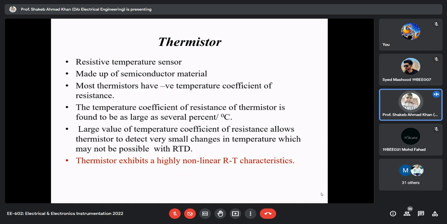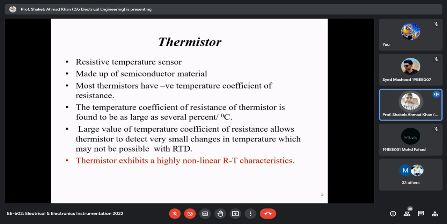RTD is made up of conducting material, and when we are discussing the RTD, which is made up of conducting material, then it is the obvious thing that should come in our mind, that semiconducting materials are more sensitive to the temperature. So why should we not use the semiconducting material instead of the conducting material? So this is the answer for that thought, you can say.